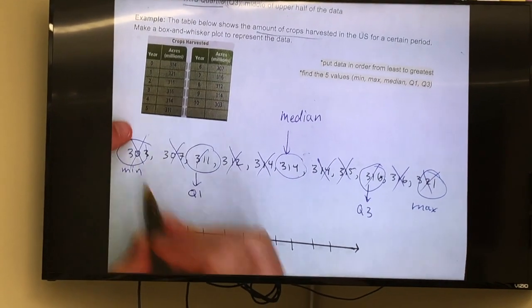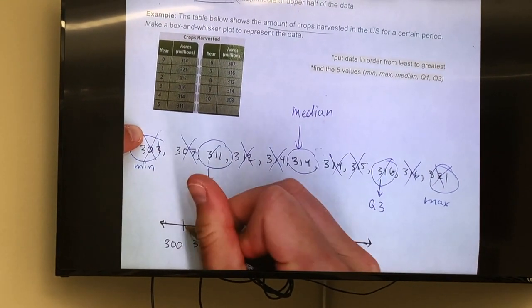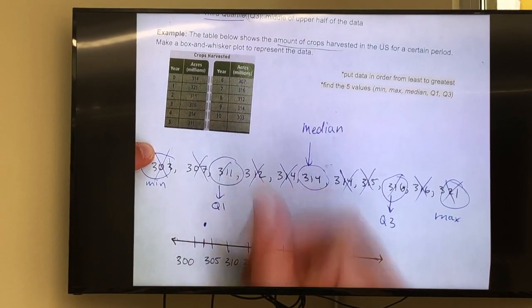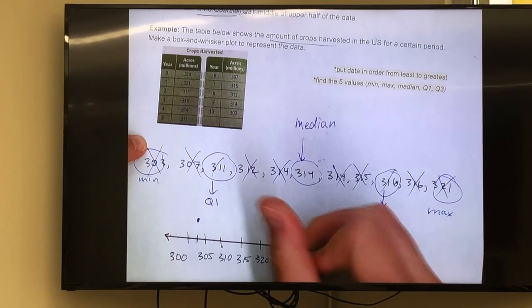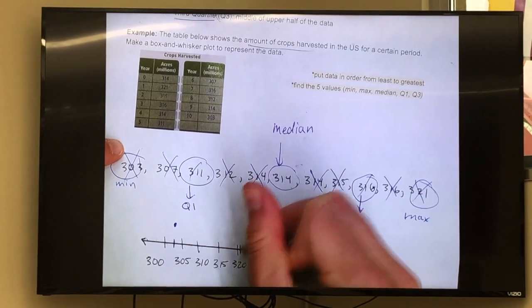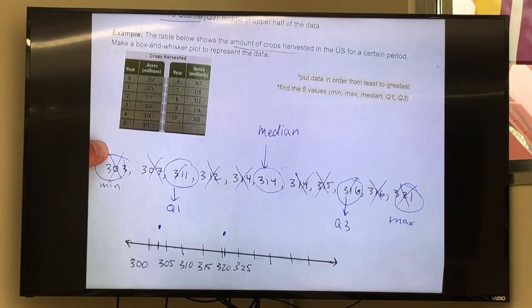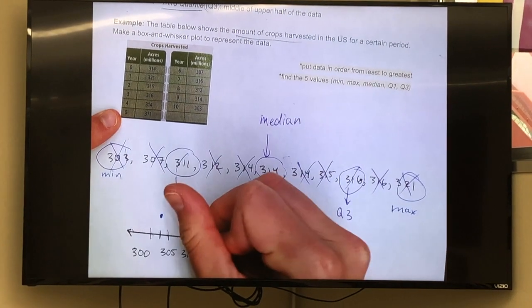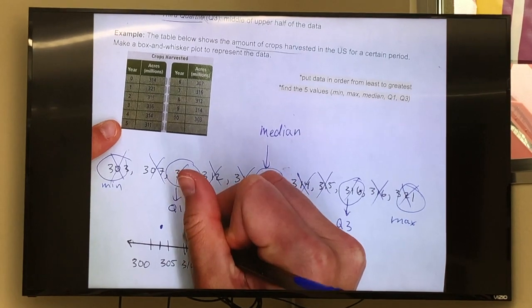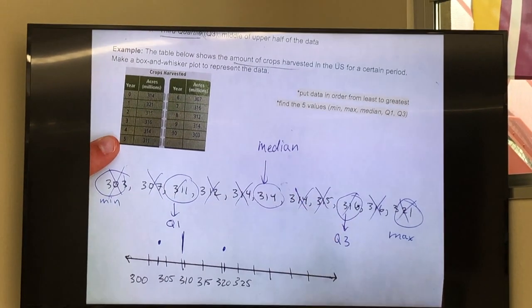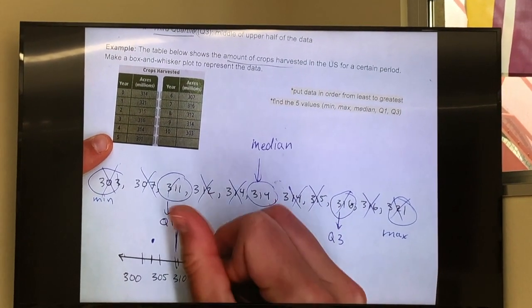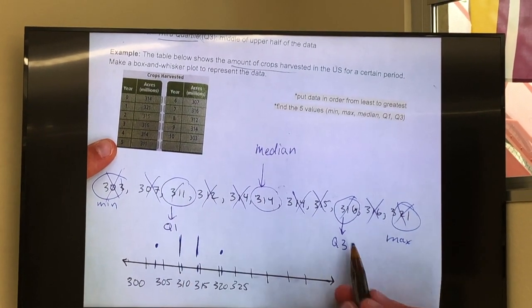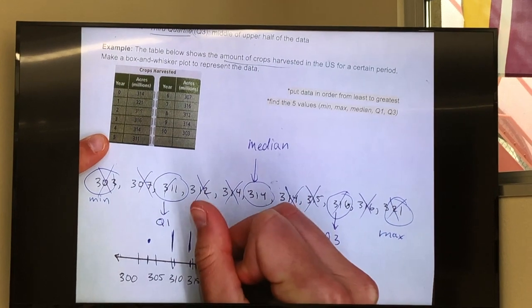Okay, here we go. Our minimum is at 303. Well, here's 300, so 303 would be about there. Make a dot. Our max is at 321. Well, here's 320, so then 321 would be right there. Q1 is 311. That's right above 310. And you make a long bar. Our median, 314, right before 315. Again, long bar to make our box. And then Q3 is 316, which is right there.